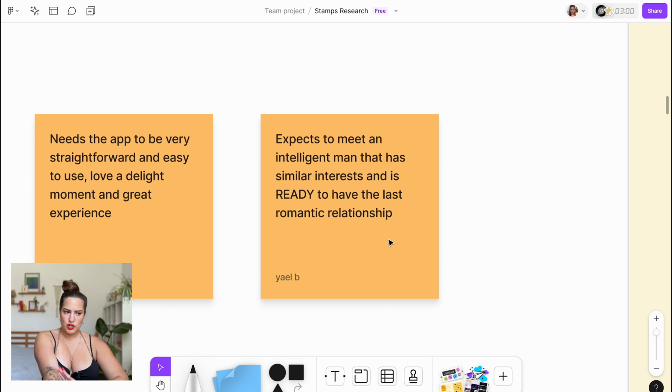Expects to meet an intelligent man that has similar interests and is ready to have the last romantic relationship. That's a very bad wording. I want to meet someone and we're going to be the last relationship, like we're going to get married basically. That's weird wording, my bad. And the reason I wrote this is because what I feel is missing in dating apps is the actual match between two people.